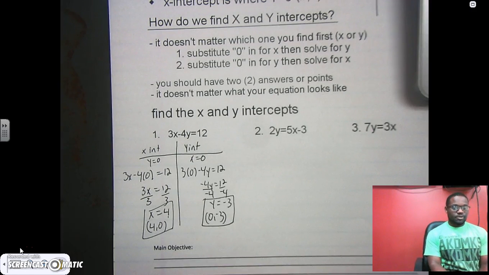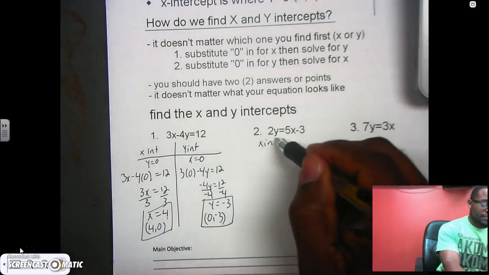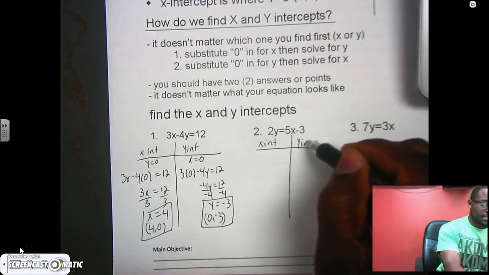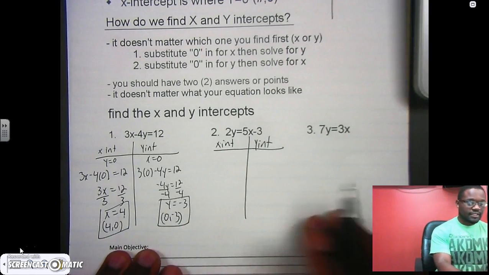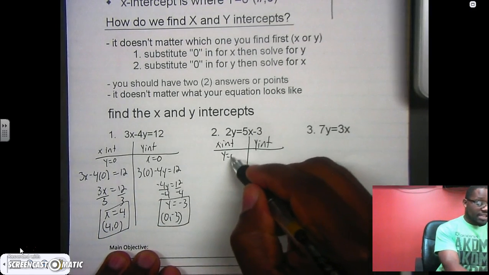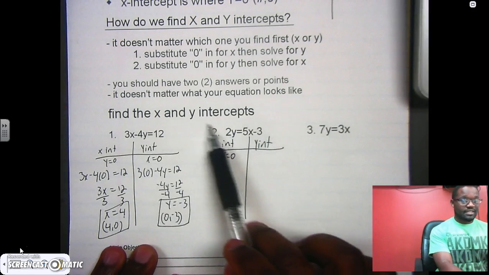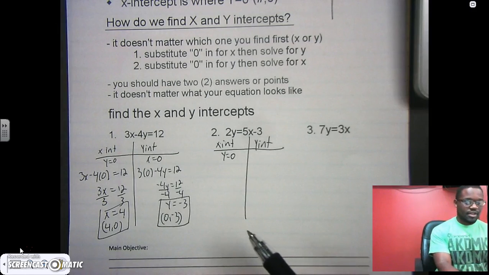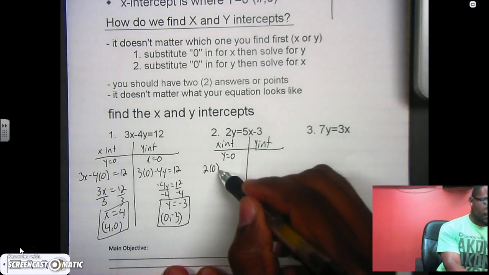Alright, number 2. I'm going to find the x-intercept and the y-intercept. And again, this little chart table looking thing is not something that's necessary, but I like doing it because it just keeps my thoughts in order. The x-intercept again is where y equals 0. This is a different looking equation, but it doesn't matter what your equation looks like because I'm still going to follow the same procedure. I'm going to rewrite this equation, and whenever I get to y, I'm going to put 0 in its place.